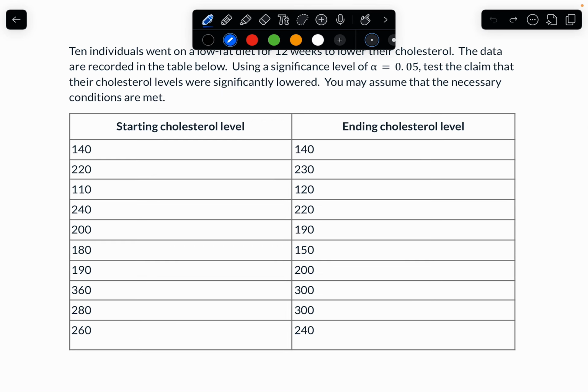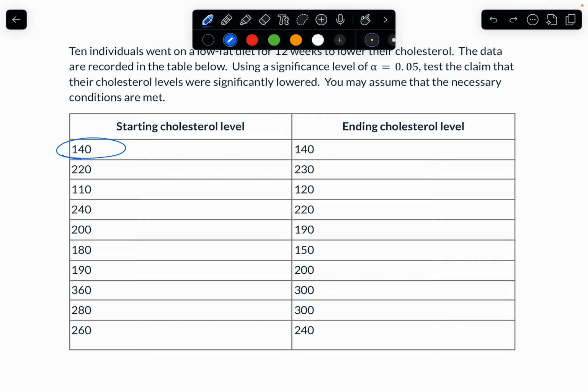So we have starting cholesterol level, ending cholesterol level. Clearly, this is paired data. Anytime we've got before data and after data, that's usually a very big hint that we're going to be using paired data, which means that we're using the methods that we've talked about in this section 7.2. I wouldn't want to compare someone's starting cholesterol level with a different person's ending cholesterol level, right? Because there's a lot of different factors between their lifestyles.